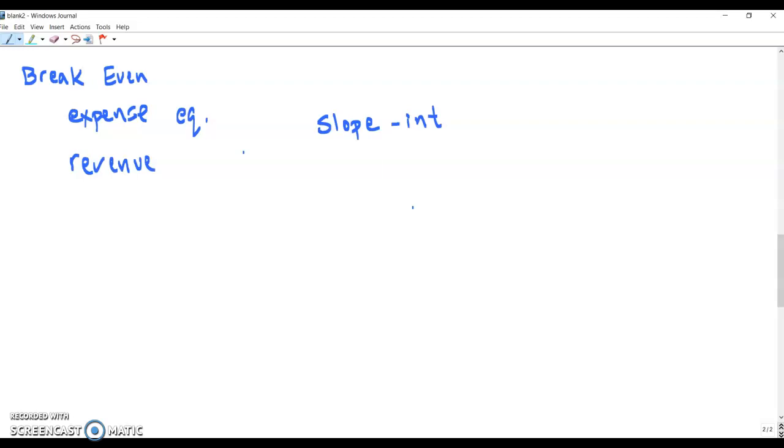The other type of break-even we could have is a comparison of two different plans. For example, maybe I could join one gym and it has a certain initiation fee and then a monthly cost, but another gym might have a higher initiation fee but a lower monthly cost. And I could write two equations, solve them to figure out when the two costs would be the same. How many months I'd have to be a member for the cost to balance out. So let's take a look at a couple of these examples.